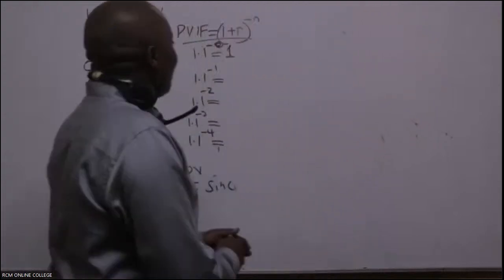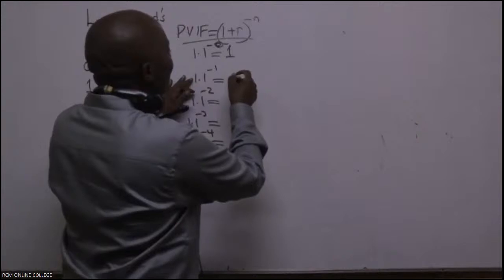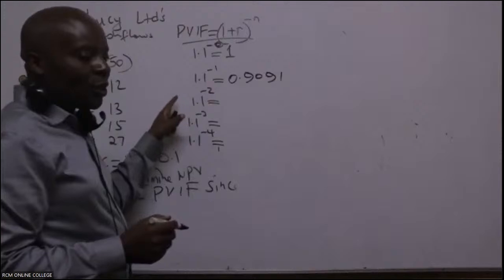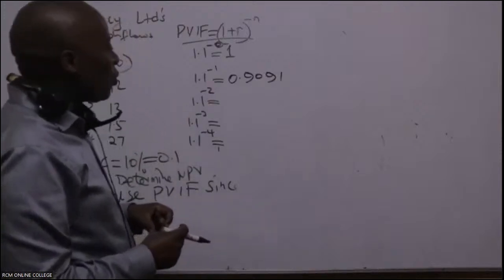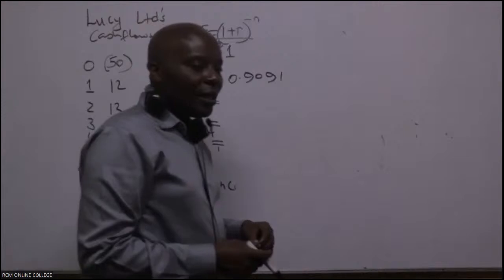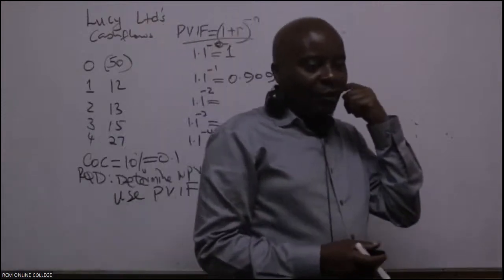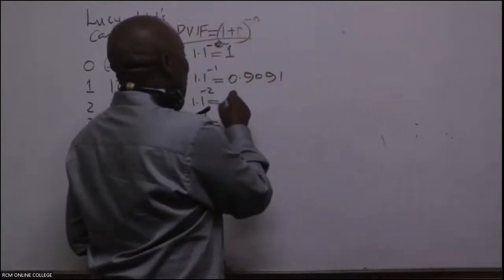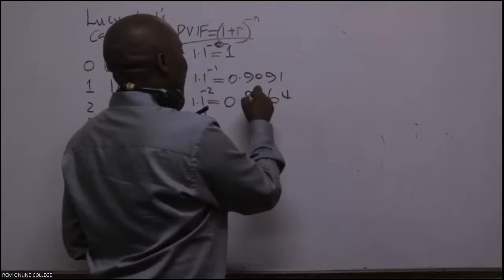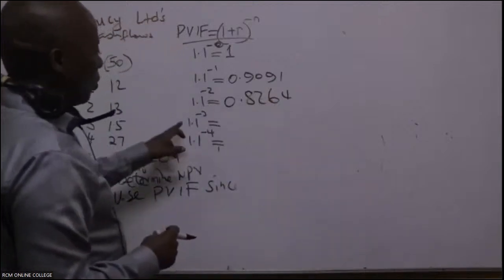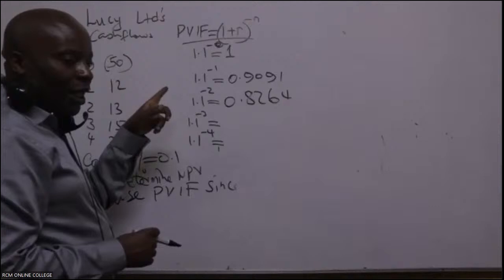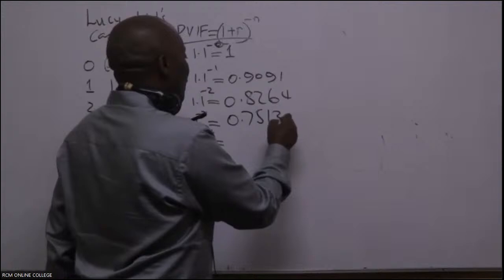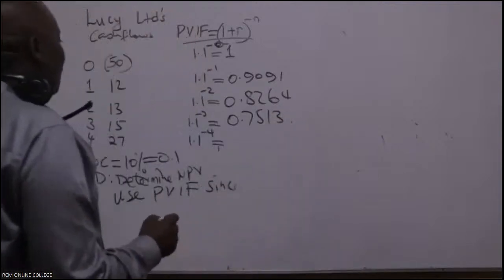Great. So then, ladies and gentlemen, here we are. The second one, somebody is giving me a figure of 0.9091. How about this one here? When you raise 1.1 to -2, is there somebody who could be having an answer? Lucy Allen gives me a figure of 0.8264. Then you go to the third one, 1.1 raised to -3. According to Lucy Allen, we have 0.7513.